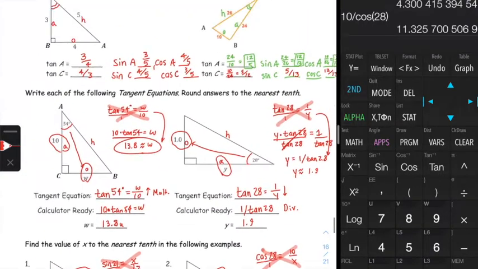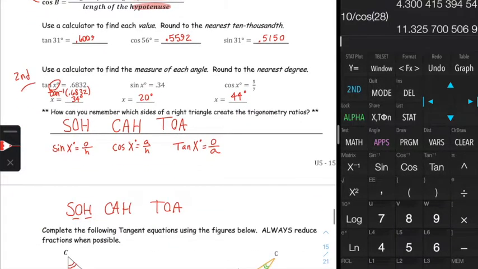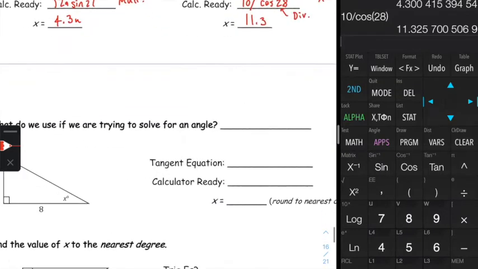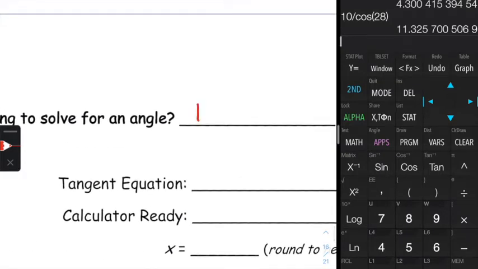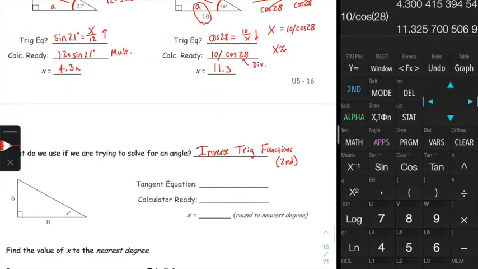Okay, now at the beginning of the day, we were talking about how to solve for angles when you don't have an angle, and we used the second button on the calculator. So those are called inverse trig functions. But basically that just means hit the second button. So I'm going to write it out as inverse trig functions. But y'all need to know it as just hitting the second button and then typing it into the calculator. So let's see what that's going to look like here on these next two.